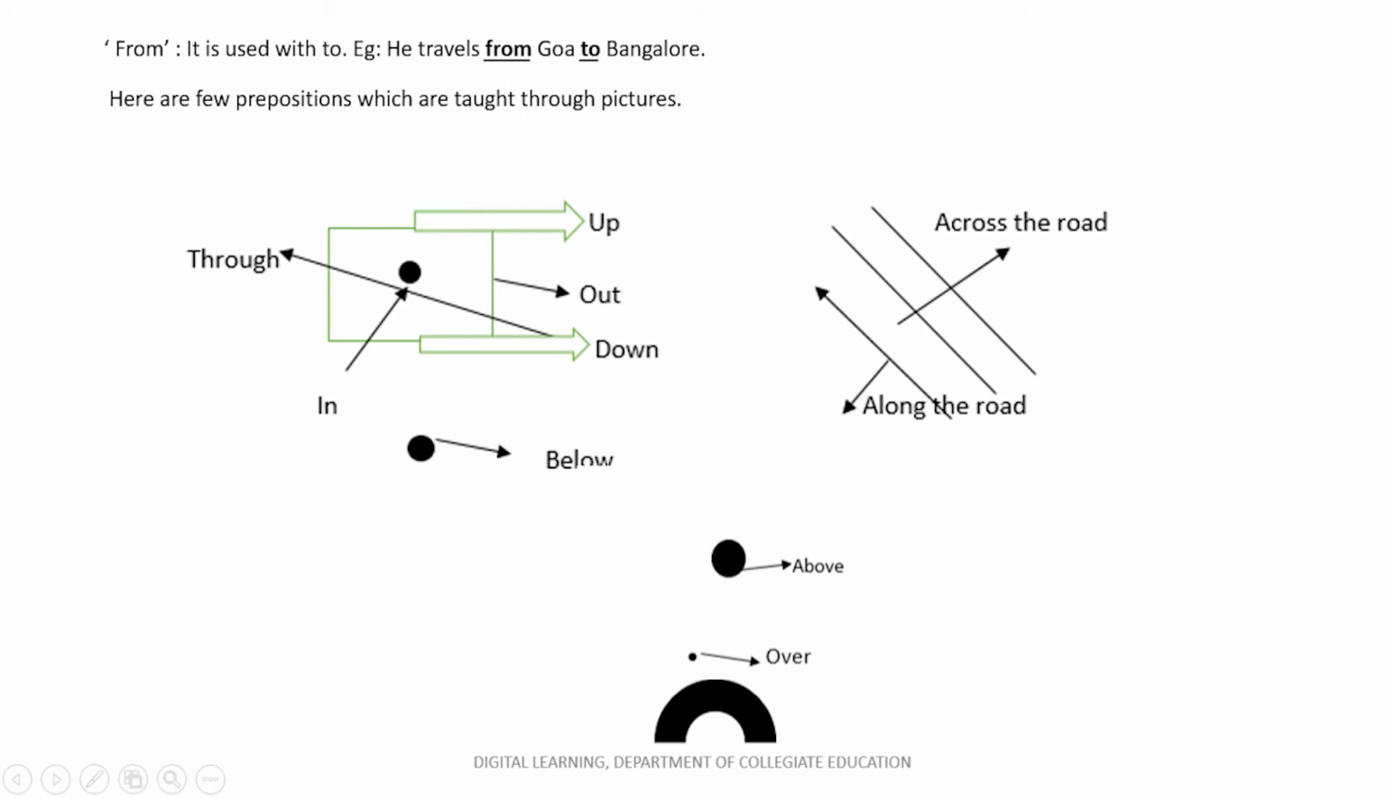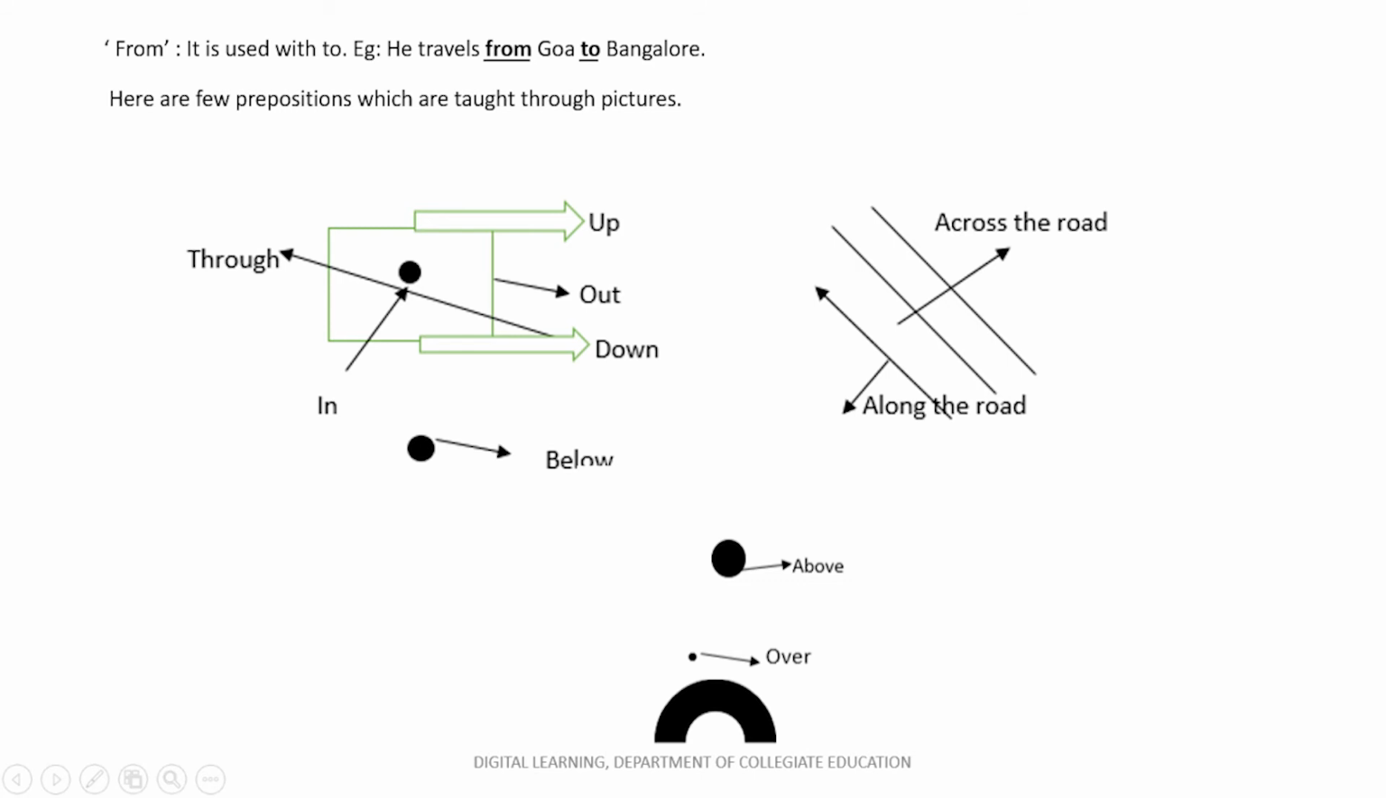Here are a few prepositions which are taught to you through pictures. You can see the picture. There is a box, and in that you find a ball. In the box. While referring to this, you can use in. When the thing is above the box, touching the box, you can say up. When it is below the box, under the box, you can say down. When things are coming out of the box, you can say out of, away from. And when anything is passing through the object, you can refer to it as through.